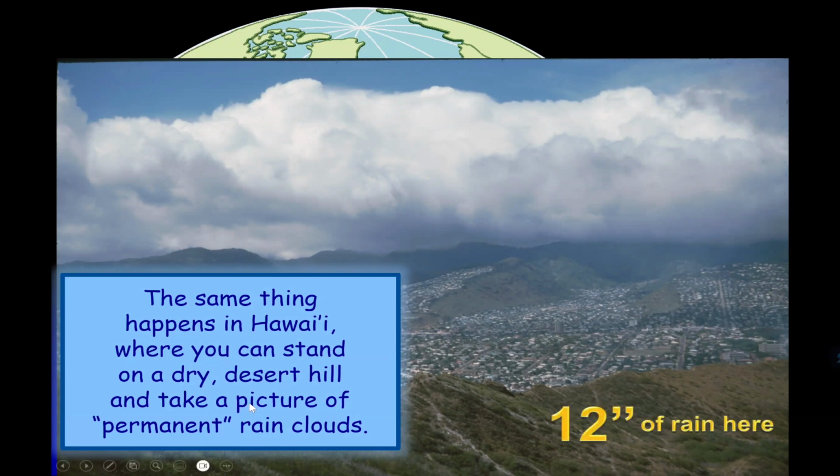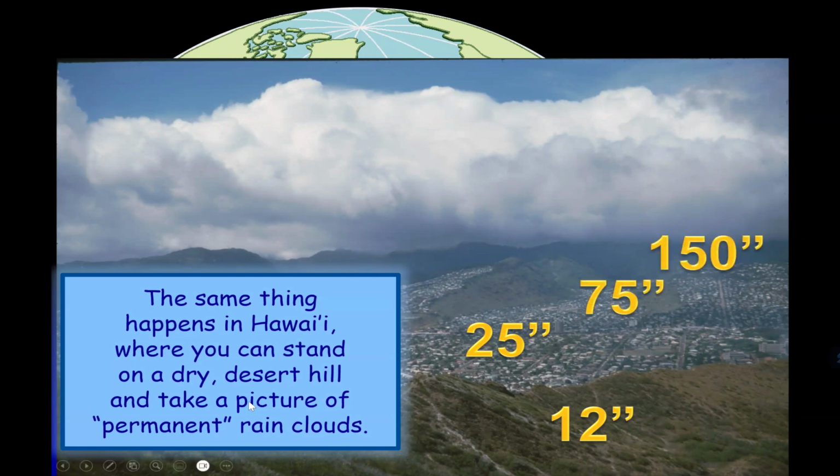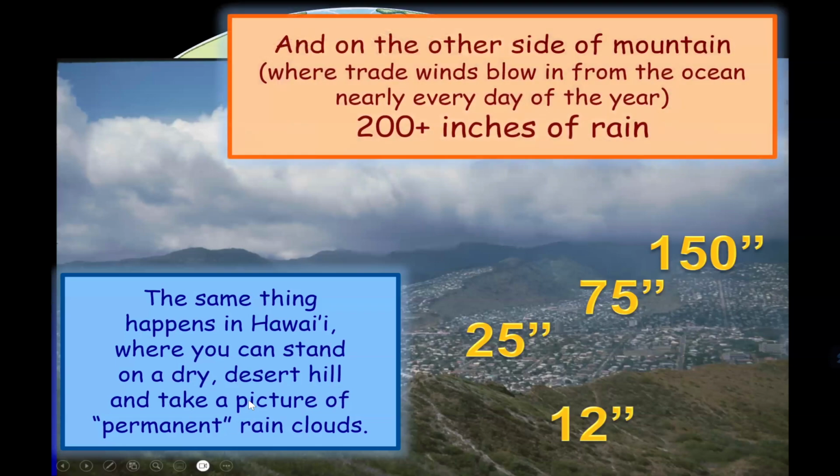It gets about 12 inches of rain where I'm standing. Where our apartment was, about 25 inches of rain. A little further up that valley, they get 75 inches of rain. Up near the mountaintop, it's 150. And on the other side of the mountain, where the trade winds are coming from the ocean, nearly every day of the year, they get more than 200 inches of rain.